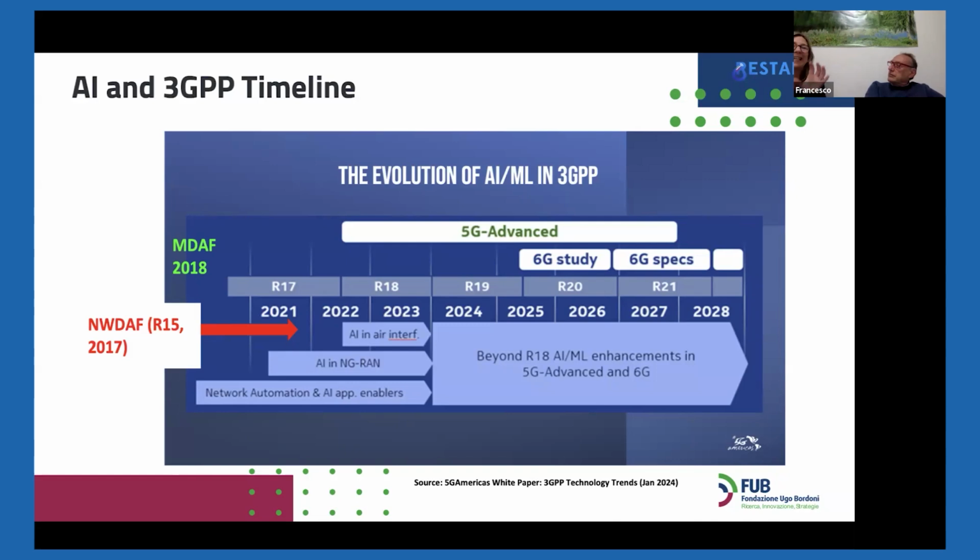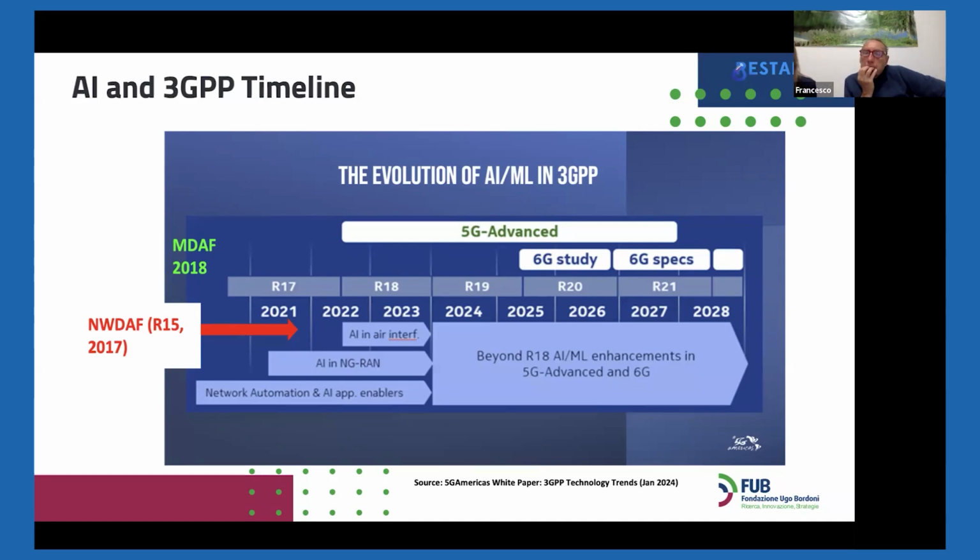3GPP for the RAN started to investigate three specific use cases: energy saving, load balancing, that means offloading users from congested cells, for example, and mobility management to handle, for example, handover, disruption, failure, etc.